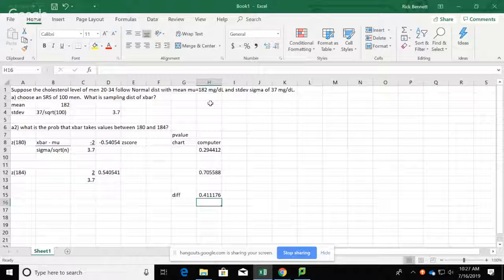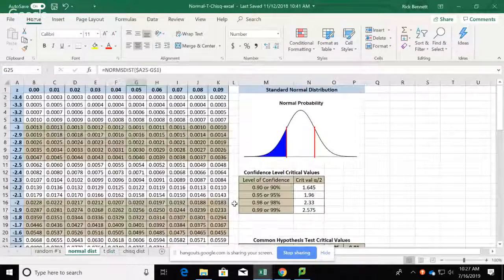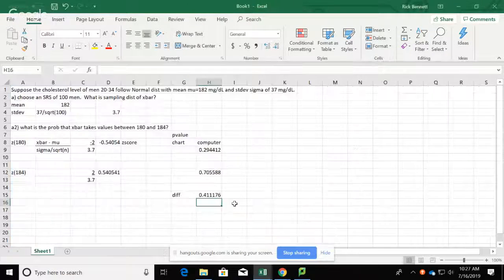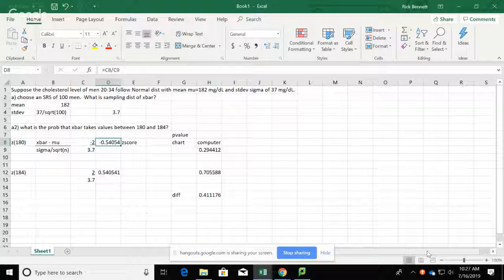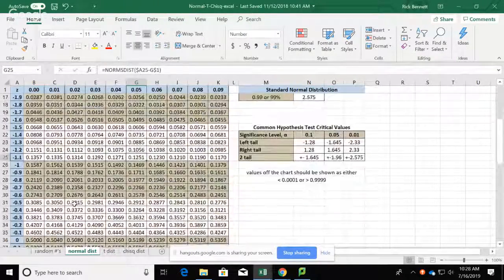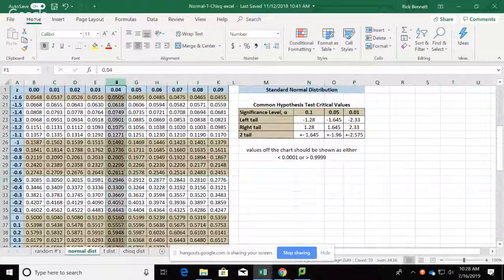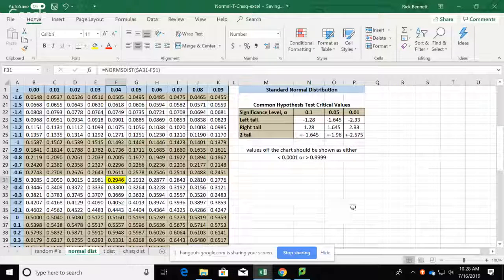Now, if I were to do this with the table, here is the formula sheet that I'm going to pass out on today's quiz. Okay? So what do I do in this case? I'm going to go back to here. I'm going to use the same information I've used here. I'm looking for negative 0.54. So negative 0.5, I'm on this row. Go over to the column F, and I get 0.2946.